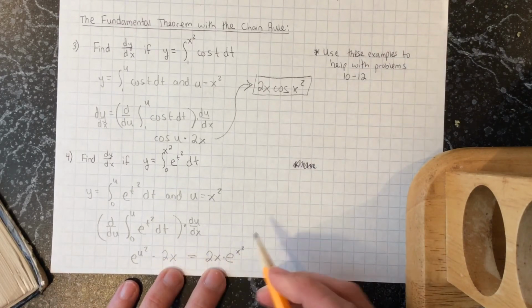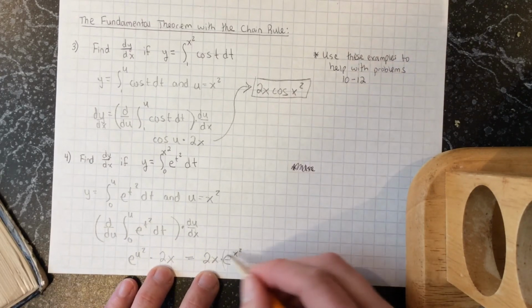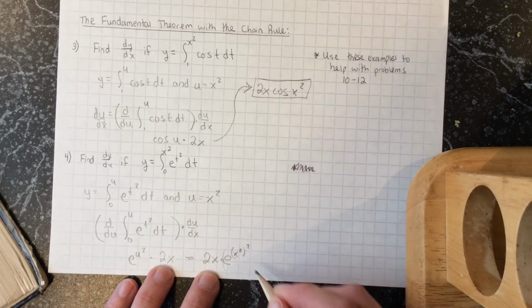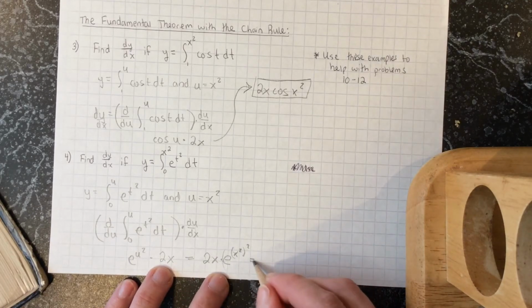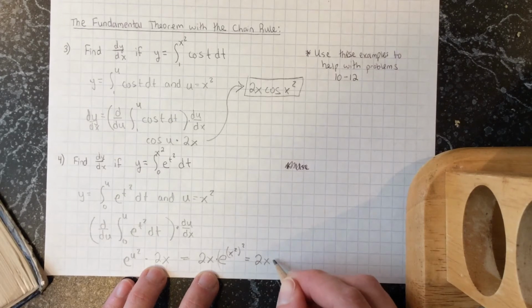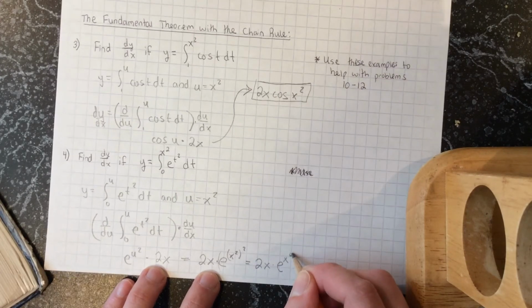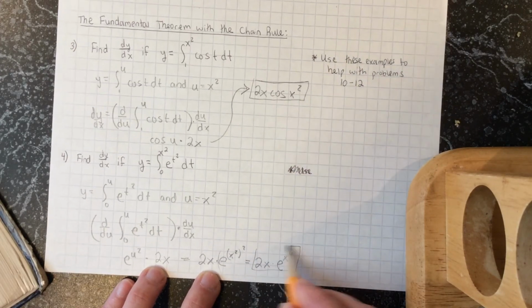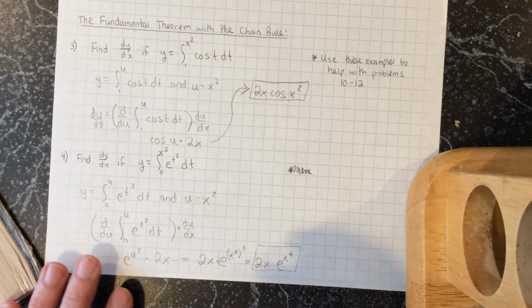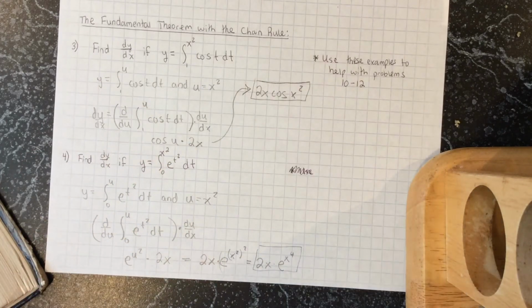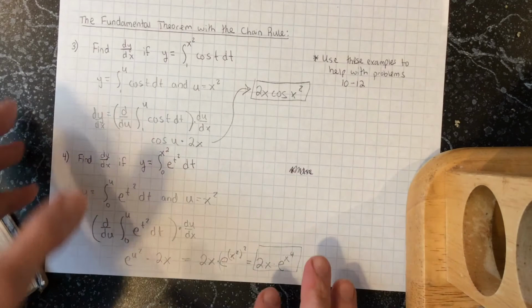And I also have this squared here. Parentheses should be there. So this becomes 2x times e to the x to the 4th power. These two examples will help you with problems 10 through 12. So if you want to pause the video and do those two examples, that will help you with that.